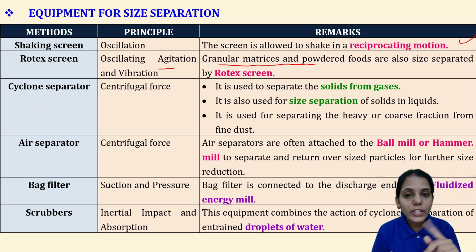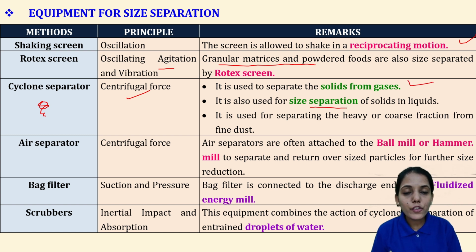Cyclone separator, we have seen, is based on centrifugal force. You might have seen a cyclone, it looks like that. It is based on centrifugal force, and it is used to separate solids from gases, and also for size separation of solids in liquid. It is used for separating the heavy or coarse fraction from the fine dust.